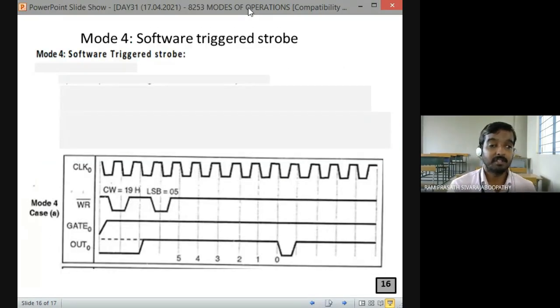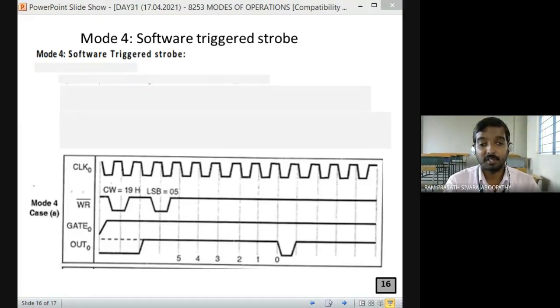So mode 4 பேர் வந்து software trigger stop. Software trigger stop னா என்னன்னு பார்க்கலாம். Okay. So இங்க control load format என்ன போட்டுருக்காங்க பாருங்க, 19H. So 0001, okay, 1001H. Binary patternல நான் இங்க டைப் பண்றேன். So what about the mode of operation here? Counter 0 configured in mode 4, LSB only load பண்ண போறோம், BCD counter.